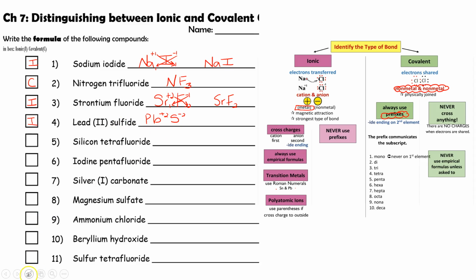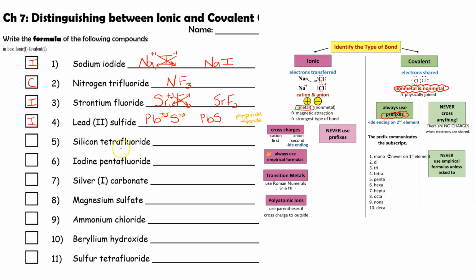Now, one of the things you're going to notice is that you have that +2 and the -2. Those are going to cancel out, and so your final answer is going to be an empirical formula. Remember that we do use empirical formulas for ionic compounds. So if possible, we're always going to use an empirical formula, and it is possible in this example. So my final answer is going to be PbS.